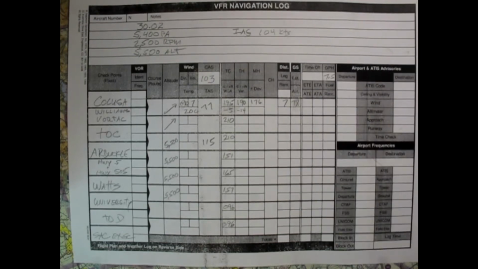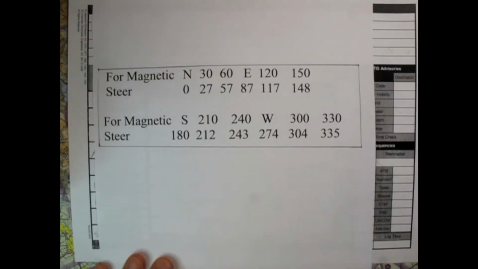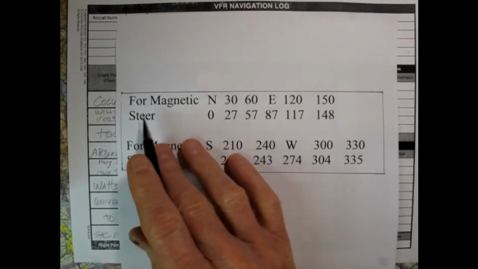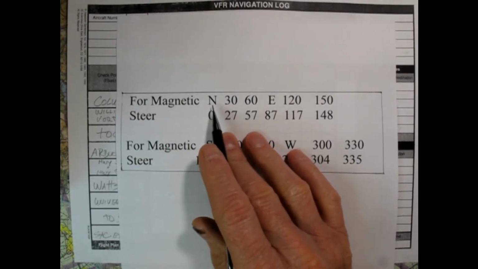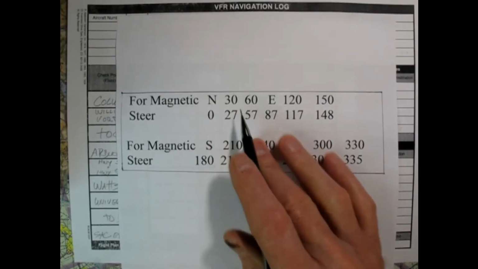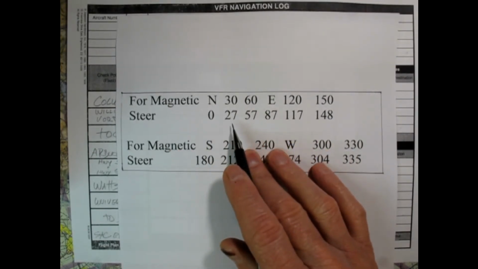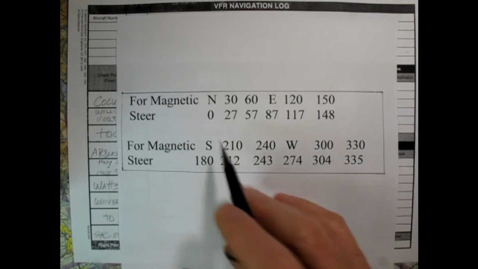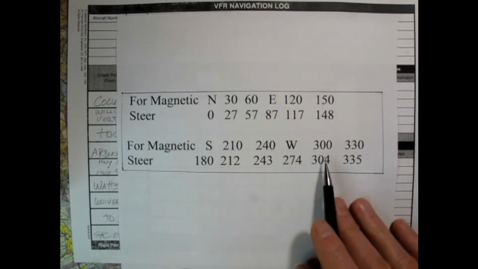But we need to make corrections for deviations. And this is unique to each airplane. What you will find, usually on your compass or near your compass, is a little chart that may look something like this. And it's going to say, for magnetic north, you're going to steer 0. For magnetic heading of 30, they want you to steer 27 because of interference with radios or whatever problem the airplane has. And this is unique to each airplane.